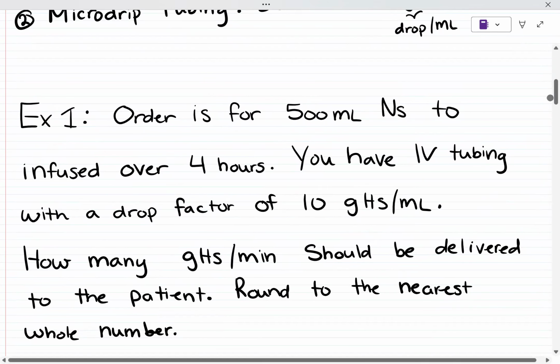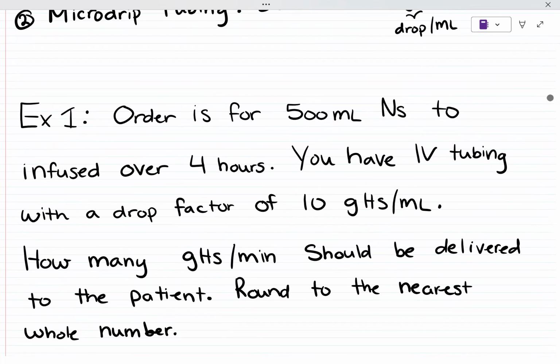Example one. The order is for 500 milliliters NS to infuse over 4 hours. You have IV tubing with a drop factor of 10 gtts, 10 drops per milliliter. How many drops per minute should be delivered to the patient? Round to the nearest whole number. In this problem, we could do dimensional analysis or ratio and proportion.